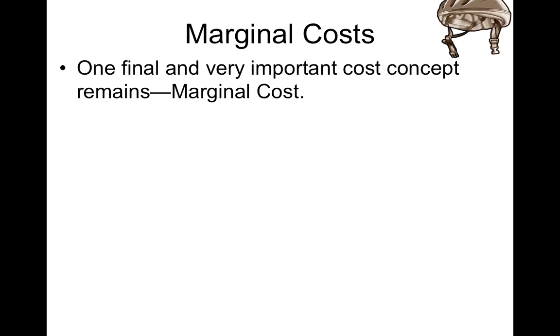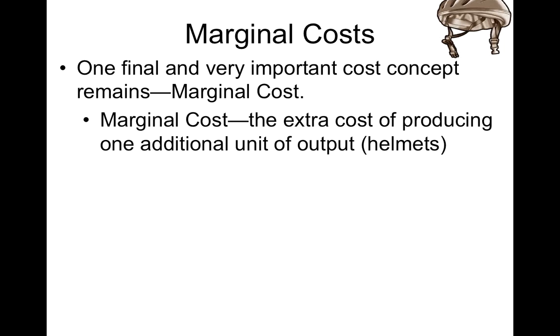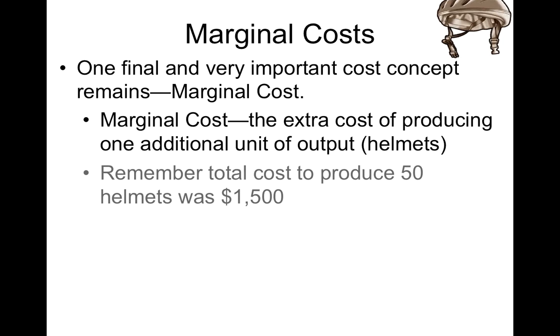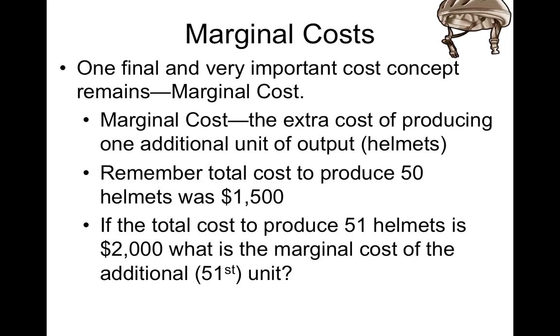Okay, the last bit that I need to point out to you guys, and it's very important, is the marginal cost. It's a very important concept that still remains as far as our costs. The marginal cost is the extra cost of producing one single additional unit of output, so for helmets. So if we remember, our total cost to produce 50 helmets was $1,500. That was the total cost, variable and fixed put together. Well, the marginal cost would be, what would it cost us to just make that one extra unit if we wanted to make 51 units?